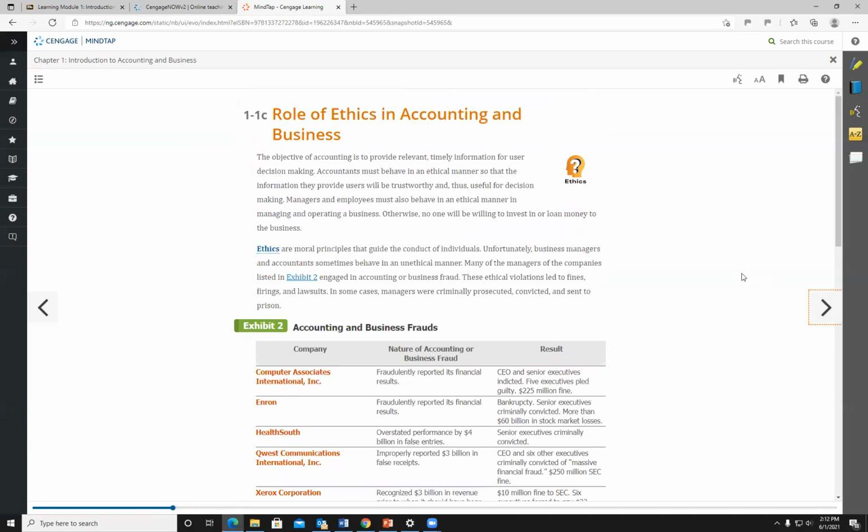Now, ethics. Ethics are very important in accounting. The objective of accounting is to provide relevant, timely information for user decision making. So what does that mean? Accountants have to provide accurate data so that the managers and the business owners can make the best decisions for their business. So if they're not showing a profit, then they need to be able to know how to make decisions to change that and show a profit. If you're not providing them with accurate information, then they're not able to make decisions that are most efficient for their business. And that's where ethics come into play.